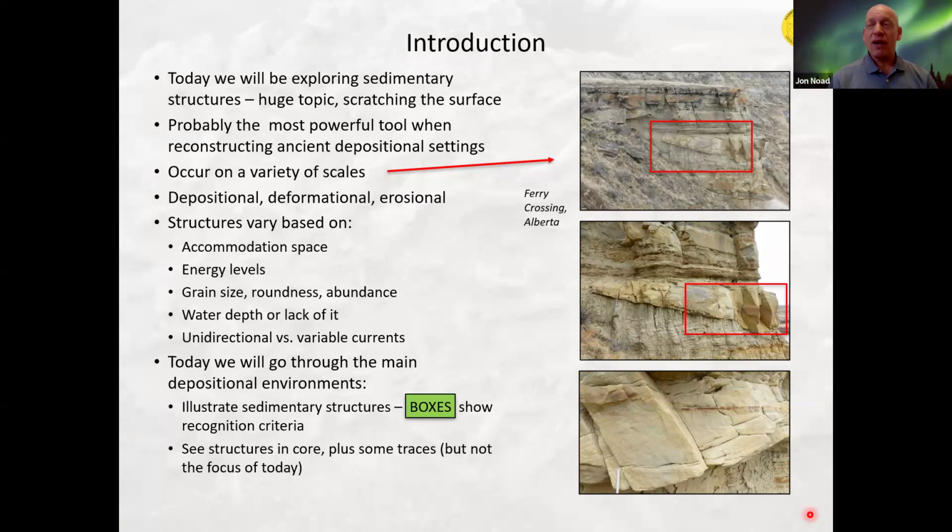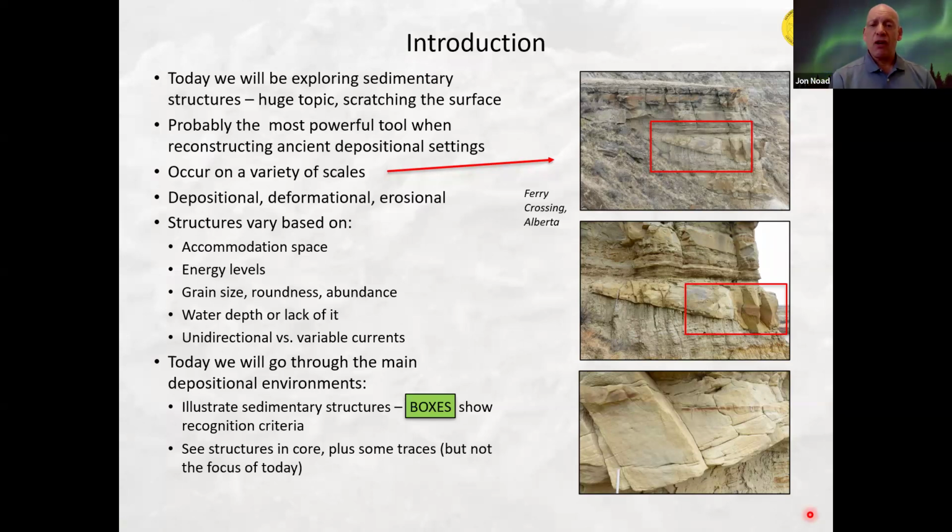And the structures that we're going to look at today, how they present themselves in the fossil record depends on a whole variety of factors. And some of those factors include the amount of space that the sediment has to fill up, the energy levels, so how fast the flow of water is, the grain size, roundness, and abundance of the sediment that you have to be able to deposit these structures, the water depth or lack of it. You may not have water, you may be in a terrestrial setting, and then whether your currents flow in one direction or whether they are variable through time.